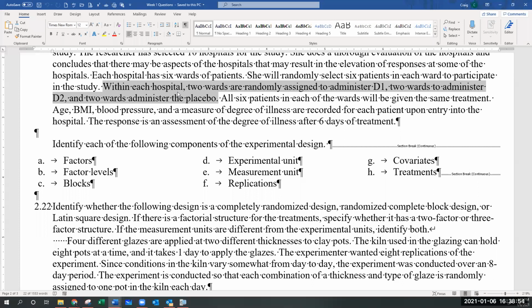Okay, now for the last one. What are the treatments? I open that up to everybody. What do you think the treatments are? It's a combination of which drug per ward. Yeah, and specifically, the treatments are just the same as the factor levels. The treatments are just whether they got D1, D2, or placebo. Exactly. Yep. You got it.